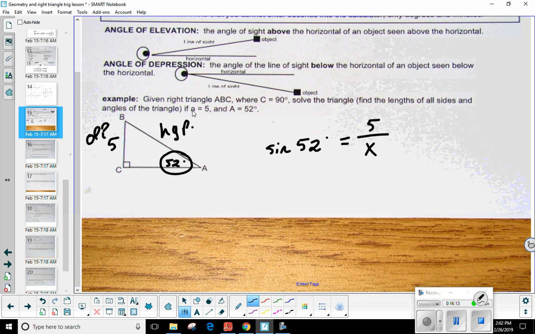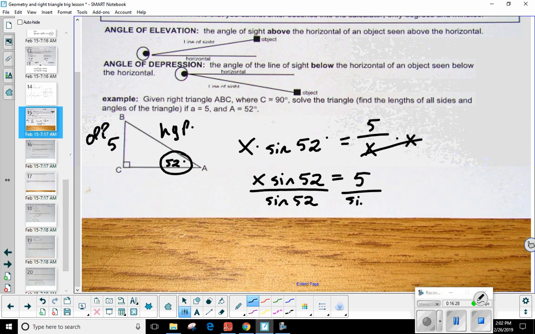So you multiply both sides by x. Okay, so let's multiply both sides by x. So those are going to cancel. So x times the sine of 52 is equal to 5. There you go. And now divide through by sine of 52, because anything divided by itself will cancel, even a trig function.